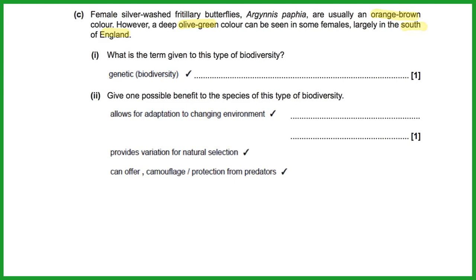So if you had in the south of England more olive green background plants, then the olive green butterflies would be at a selective advantage over the orange brown butterflies because they would be more cryptic, therefore there'd be less predation. So you need to think about, with these answers, what's the benefit to the butterfly? And it's that it allows adaptation, it provides variation for natural selection, and then offers camouflage, an opportunity not to be predated. Therefore there's an advantage to the butterflies of having that biodiversity.